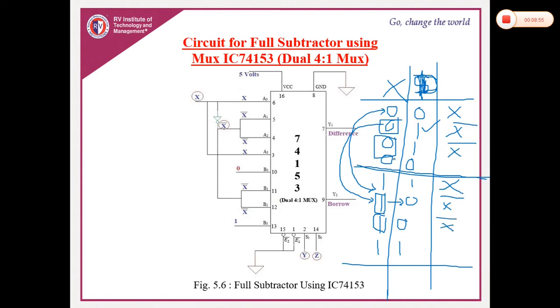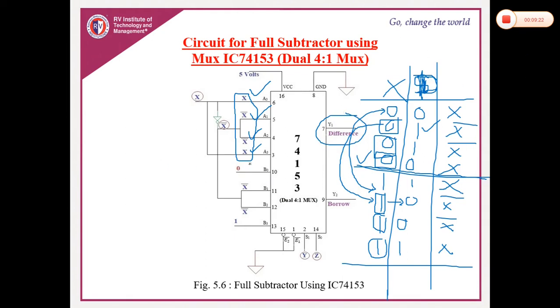Is it okay? Next combination, whenever input x is 0 you are getting 0, whenever input x is 1 you are getting 1, meaning it is following x. So finally we got this table: x bar, x bar, x. For that reason I require this x bar and x. So this is all about the difference output.